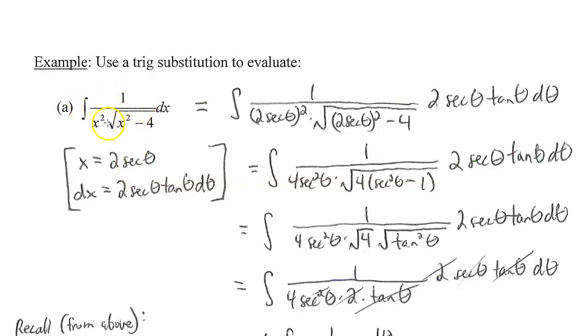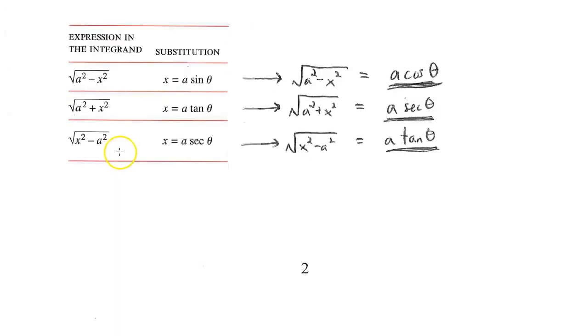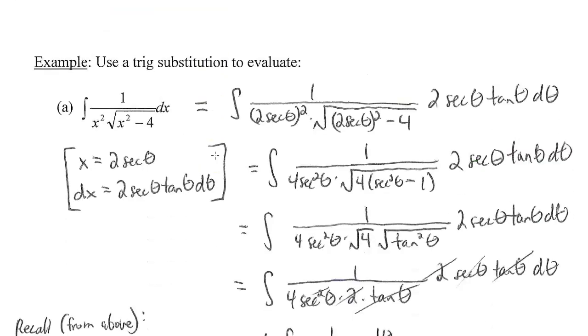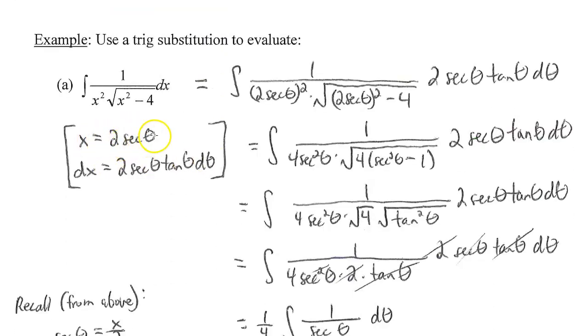The integral of 1 over x squared times the square root of x squared minus 4 dx. Now notice we have an x squared minus 4, so it's like an x squared minus a squared. Now the a would be 2. The a is not going to be 4. The a will be 2 because it's x squared minus 4. So our substitution is going to be x equals 2 secant theta. So let's do this substitution, x equals 2 secant theta.